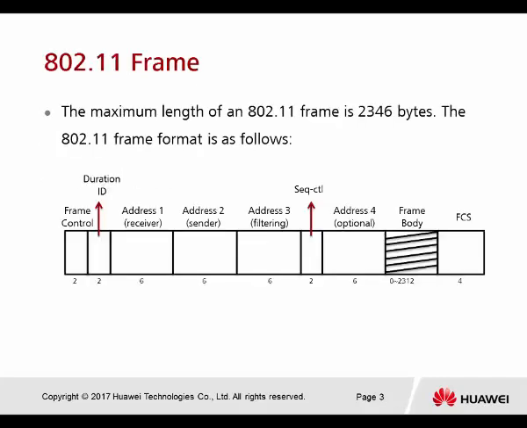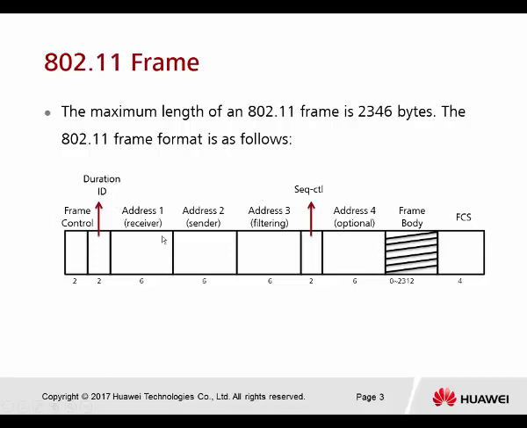So this is what a frame looks like for 802.11. The maximum length of an 802.11 frame is 2346 bytes. The 802.11 frame format is as follows. So it will look like this. They have 2 bytes for frame control, then another 2 bytes for the duration ID.